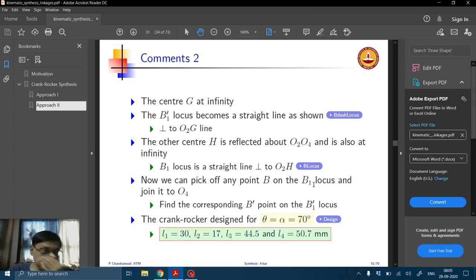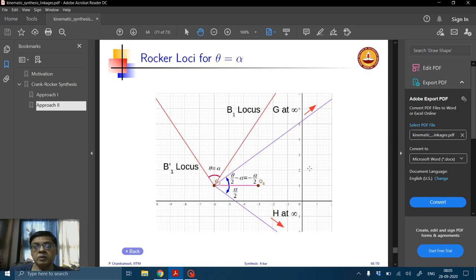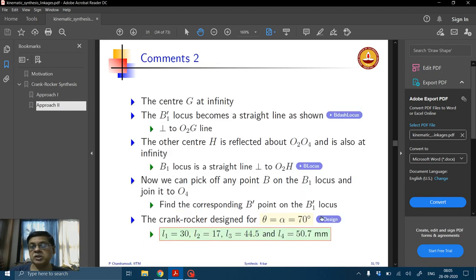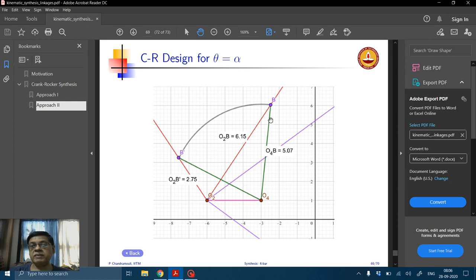Now you can pick any point B on this B1 locus. I can arbitrarily pick some point here or some point there, and then join O4 to that point, and with that as the radius, draw an arc, and then get the corresponding point on the B1 locus. So let's do that. Here's what I have done. I have just arbitrarily picked a point B on this B1 locus, and this distance is 50.7 millimeters or 5.07 centimeters, and then I draw an arc to locate B prime, which is at this position.